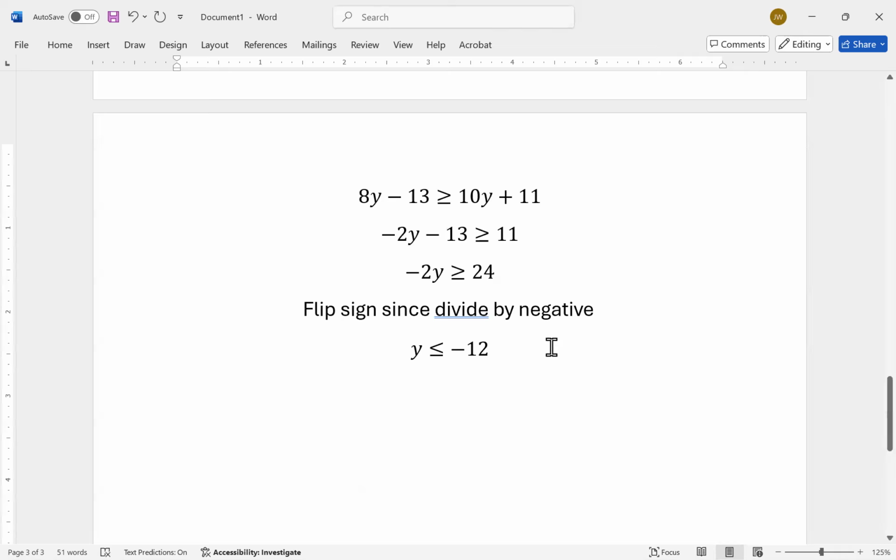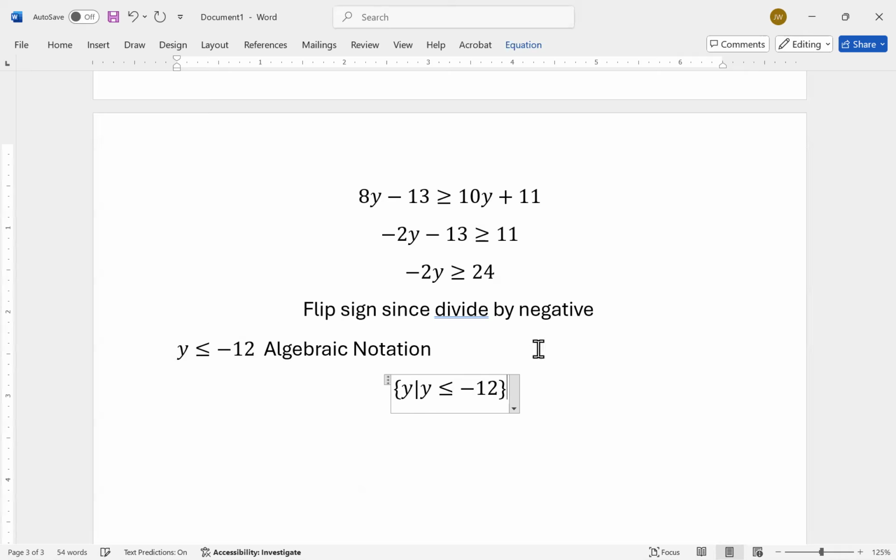Now that is the algebraic notation. If I wanted to do a set notation, I'd do set brackets. In this case, my variable is y, so it'd be y values such that y is less than or equal to negative 12. So that would be the set notation.